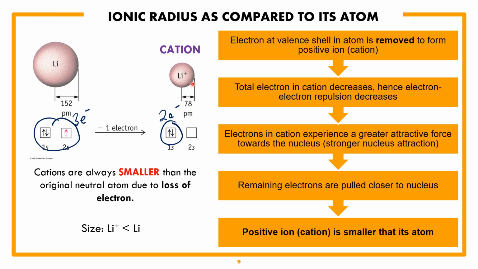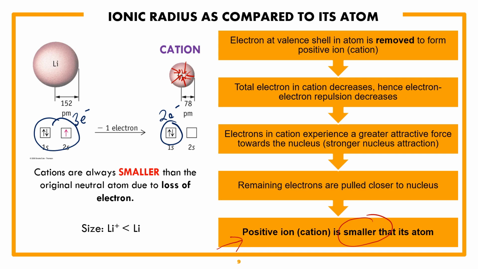Okay, elektron pada valence shell ini akan lebih mudah tertarik ke arah nucleus. So, remaining electrons are pulled closer to the nucleus. Remaining electron in the valence shell will be attracted to the nucleus, closer to the nucleus. So, hence, positive ion, that is cation, will be smaller than its atom.